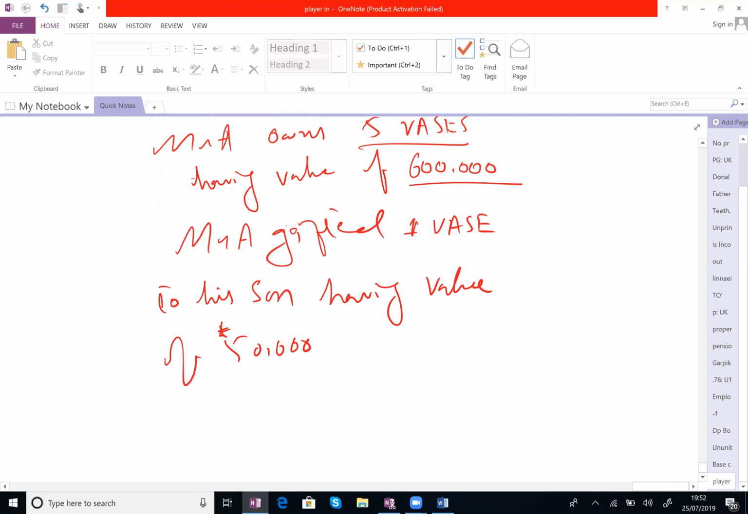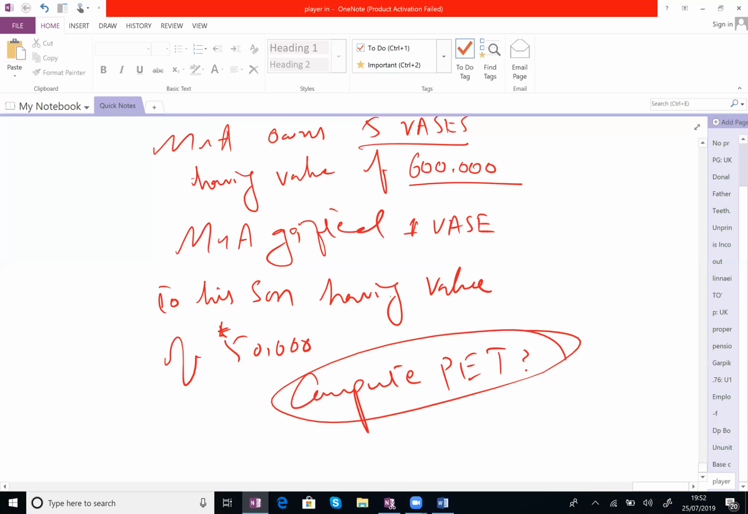PET. Yes, PET. The requirement is to compute the value of the PET. See the data and tell me through which rule you will calculate the value of the PET. Diminution in value. Why? Because set value information is given and you are gifting one vase, right?